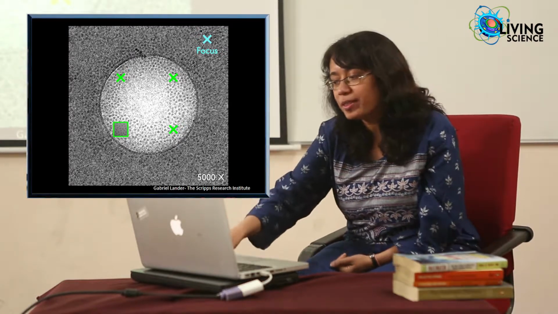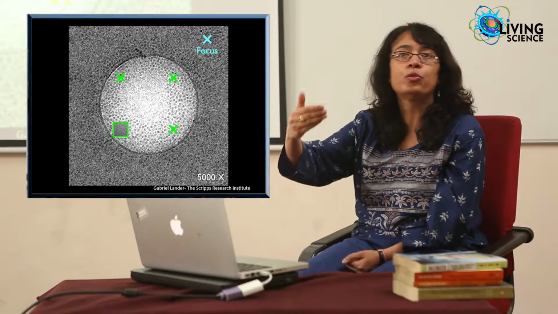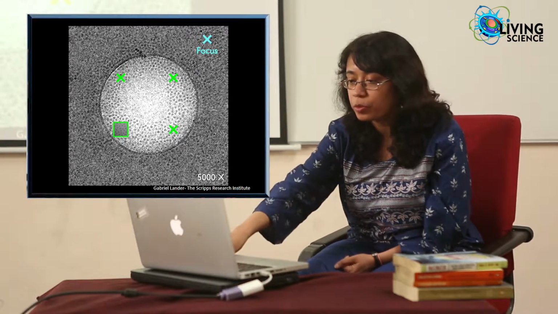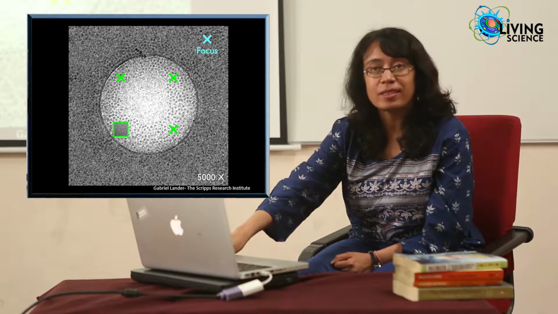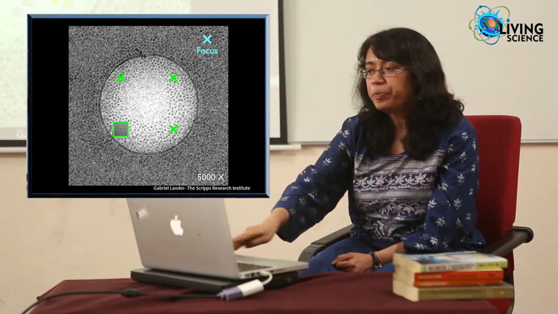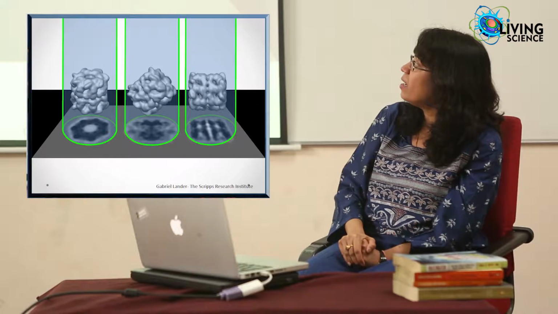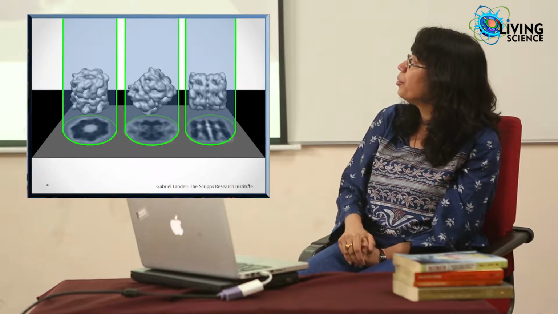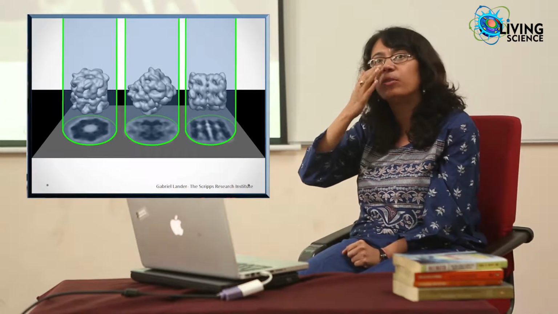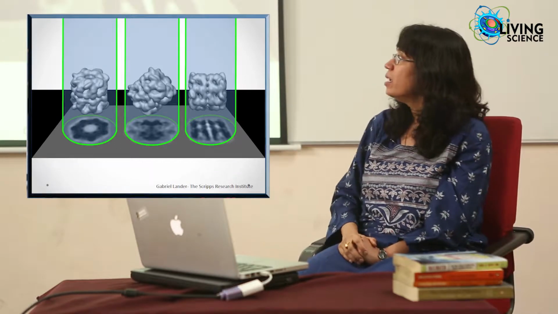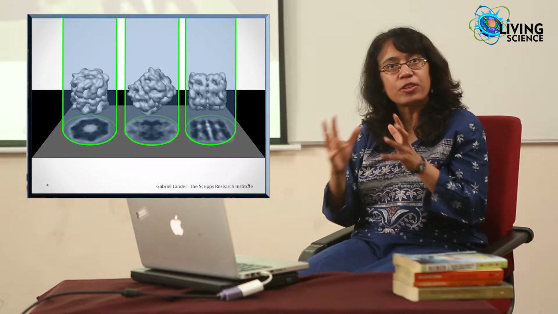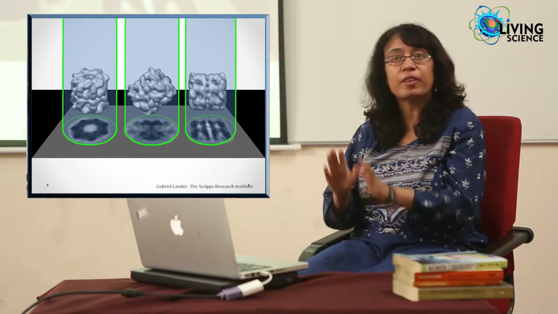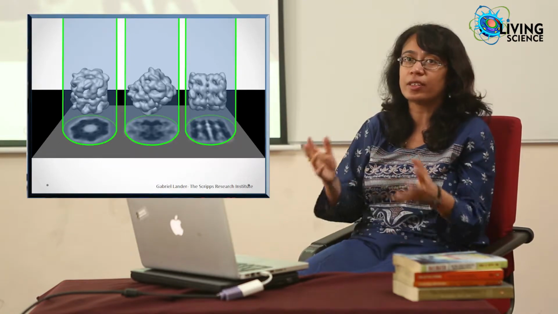Now, what has happened here? Once one starts to image these biological samples that are vitrified, what one would see is this, whatever biological molecule was being looked at. It is present in different orientations in the sample, and this is a very important concept. Different orientations are necessary, and then we collect images of different orientations of the particle.